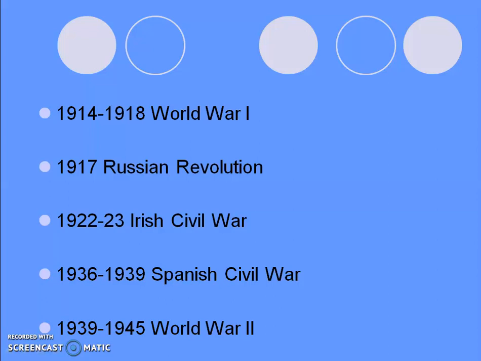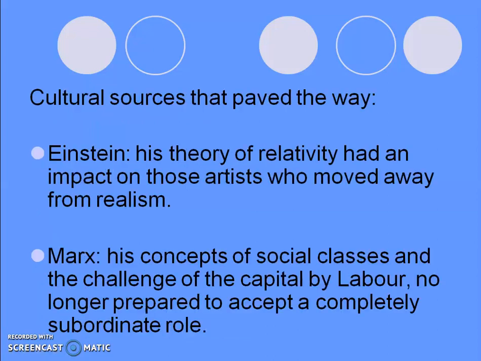1914, 1918, the First World War was fought, and that was a war fought to put an end to all wars. And if we look at the screen, that was not the case. 1917, we have the Russian Revolution, 1922 to 23, the Irish Civil War, 1936 to 1939, the Spanish Civil War, and finally 1939-1945, the Second World War. So, after these wars, there was this air of despair. Many lives were lost, and in fact, peace was never achieved.